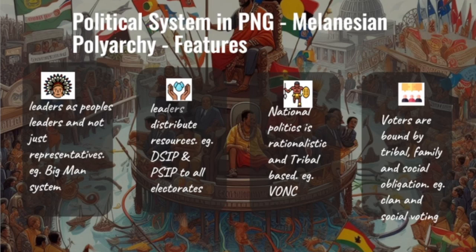And finally, in the Papua New Guinea system, the challenge is that voters are bound by tribal, family, and social obligations. Voting in Papua New Guinea is heavily influenced by tribal, family, and social obligation. For example, the Australian National University's Domestic Observation Report on the election noted that voters prioritize leaders who can bring development to their electorates above all else. This underscores the importance of leaders' ability to command development in securing votes.